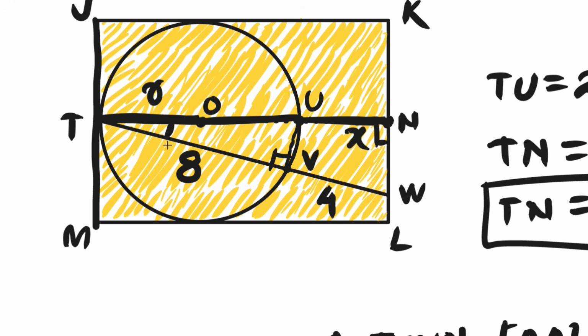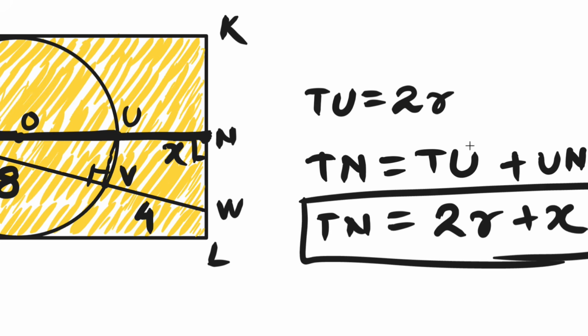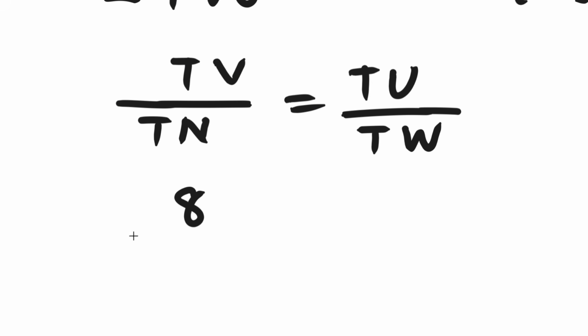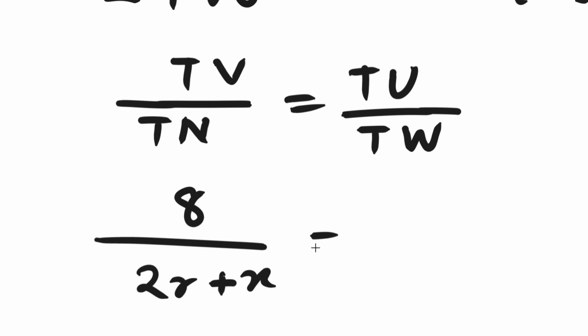And what about TW? The entire slanted segment from T to W is made up of TV plus VW. We are told that TV is 8 units and VW is 4 units. Therefore, TW equals 8 plus 4, which gives us 12 units. We also know that TN equals 2R plus X. So our proportion becomes 8 divided by the quantity 2R plus X equals 2R divided by 12.